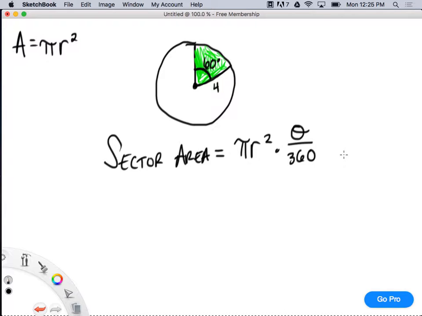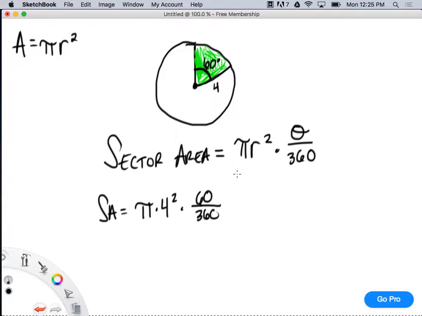Does that make sense to you guys? So what's theta in this case? What's the angle in this case? 60 degrees. So in our case, what would the sector area be? Well, the sector area would be pi, what's the radius? 4. 4 squared times, what's the angle? 60. 60 over.